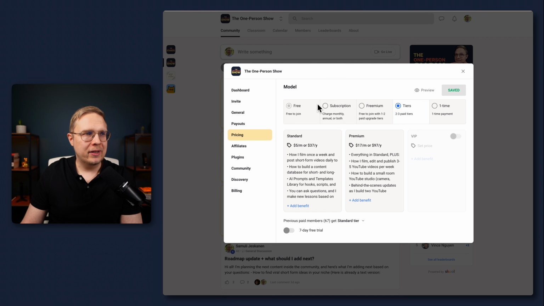And when you are changing from subscription to tiers, it's much easier because you can just set here previously paid members to the tier you want them to be after the change.